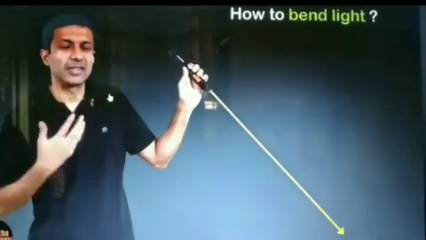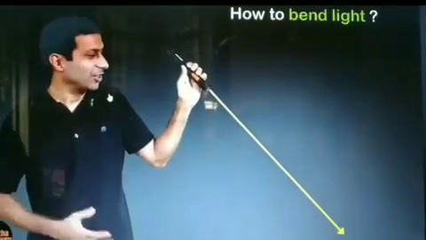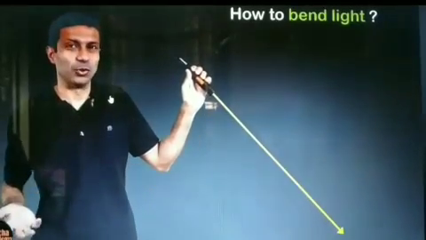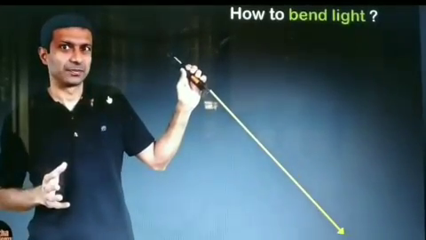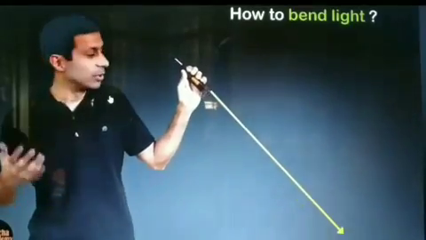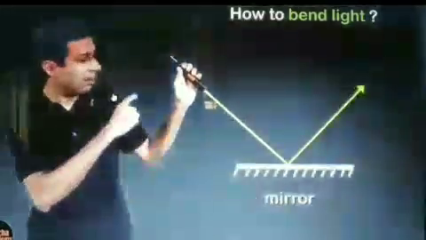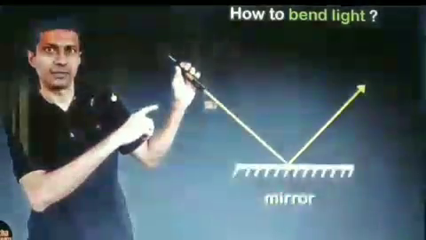Now how do I bend this ray of light? I can't just grab the ray of light and bend it, right? So what do you think I need to do to bend the light? You might be thinking of using a mirror. A mirror certainly changes the angle by reflecting back the light.